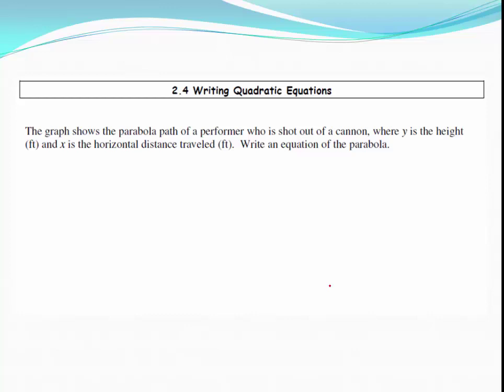So it says the graph shows the parabola path of a performer who is shot out of a cannon, where y is the height in feet and x is the horizontal distance traveled in feet. Write an equation of the parabola. So let me show you the graph.